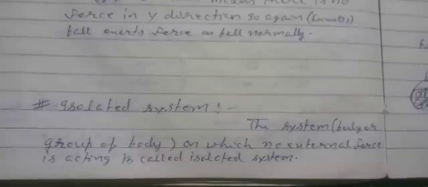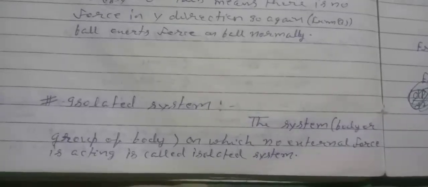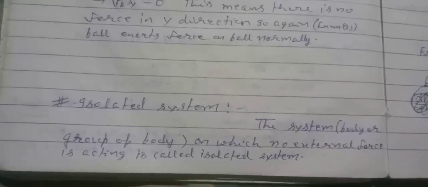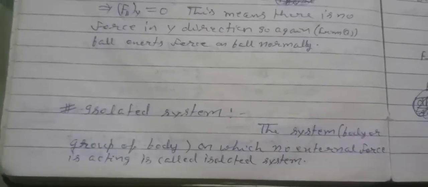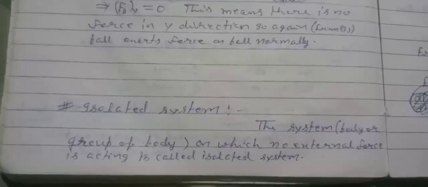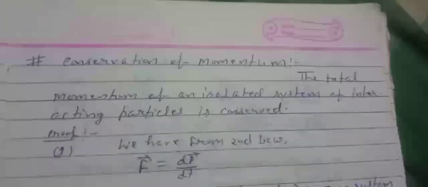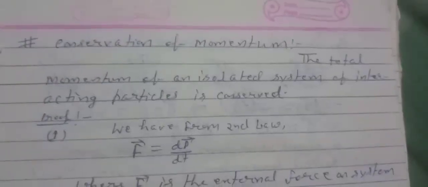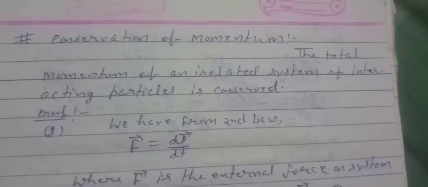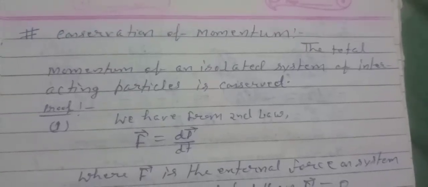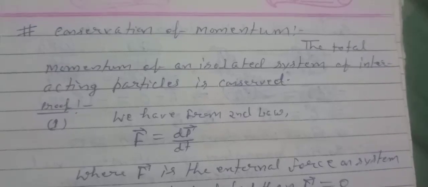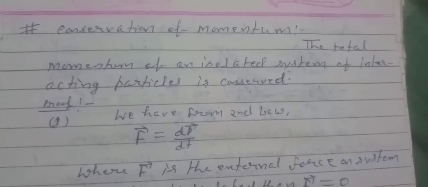Isolated system: the system, body or group of bodies on which no external force is acting is called an isolated system. Now, conservation of momentum. According to this rule, the total momentum of an isolated system of interacting particles is conserved.